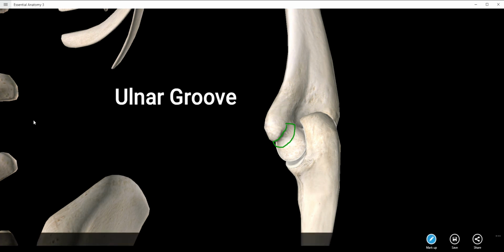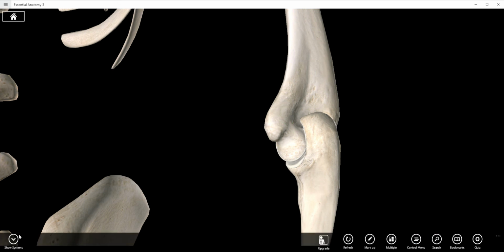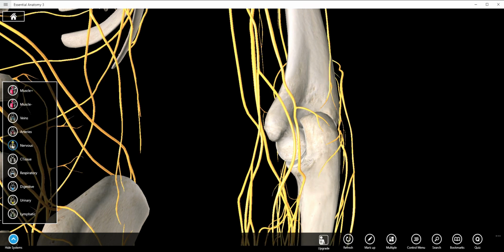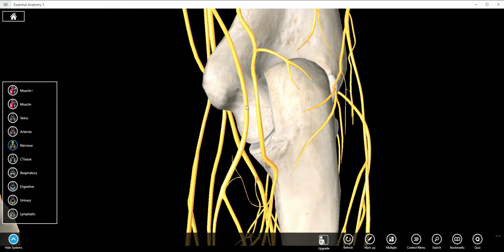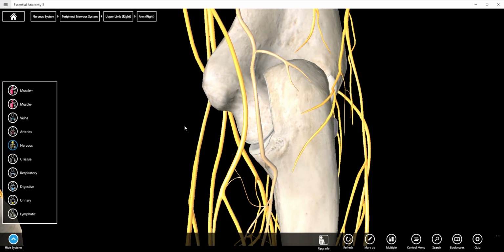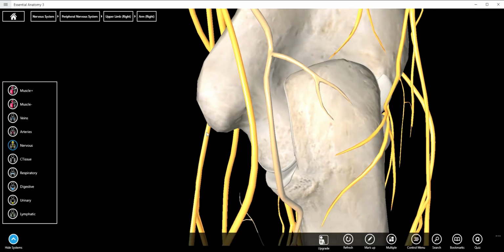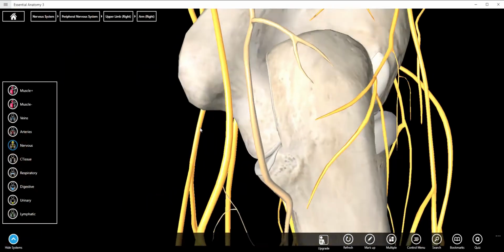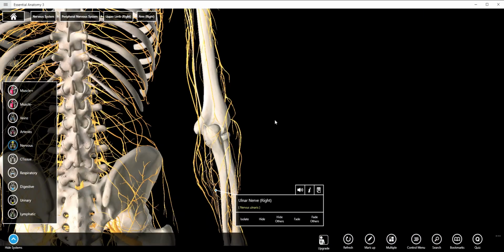Before we wrap up here, let's see if we can add nerves in. Okay, there we go. So that's our ulnar nerve right there, going through the ulnar groove. And that's it, everybody. That is the humerus. Thank you.